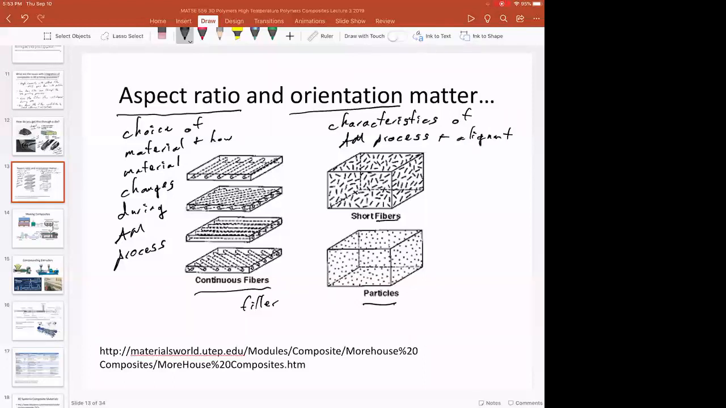So we'll talk a lot about how we get orientation in AM processes and why that might be good and why that might be bad. But you'll see that a lot of the concern, especially with something like material extrusion AM, is that orientation is built in as an intrinsic part of the process, and we'll continue to discuss that. Orientation is in a pure polymer too, but orientation is especially important in a composite. Even with short fibers, we can see effects of orientation, and we'll discuss that as we go on.